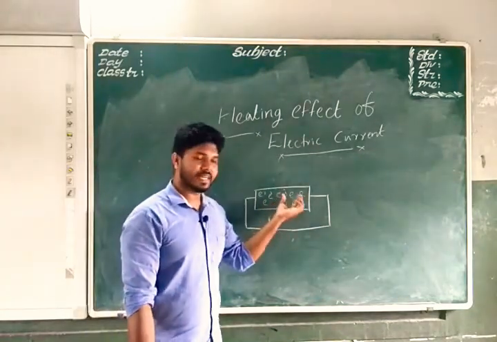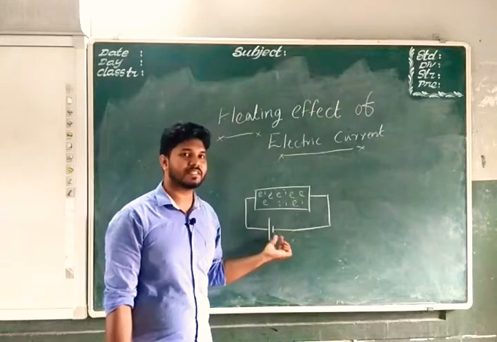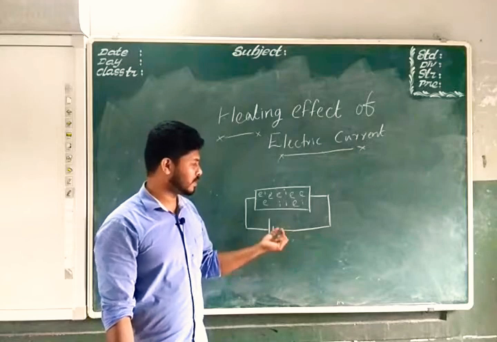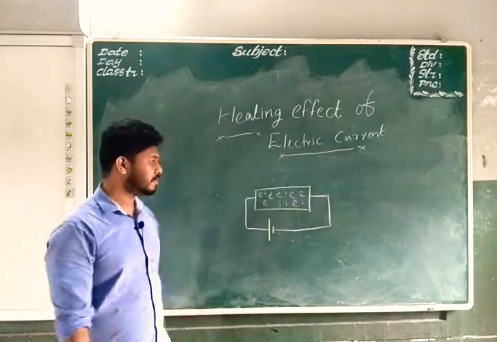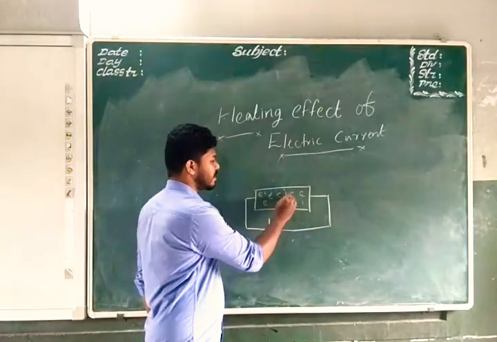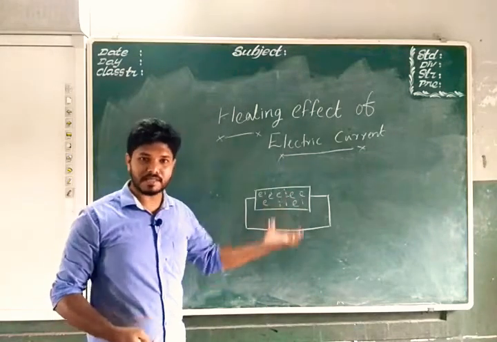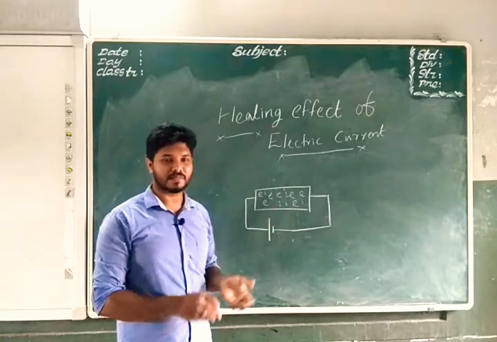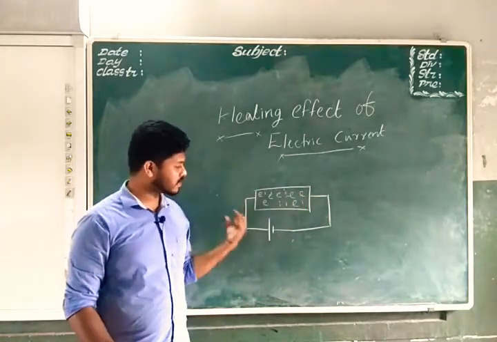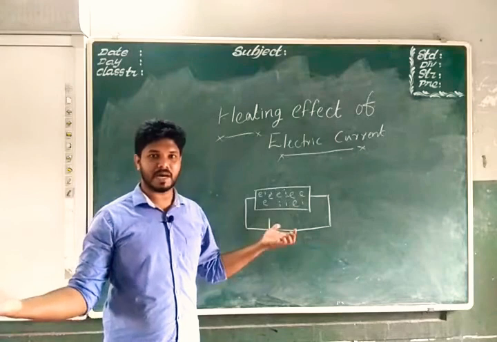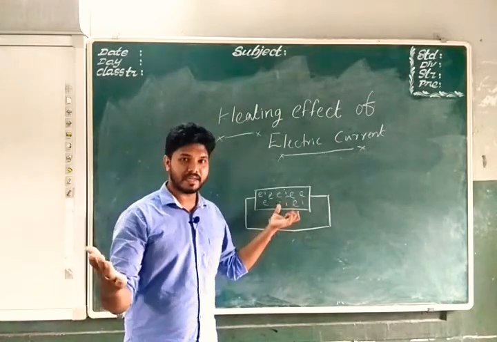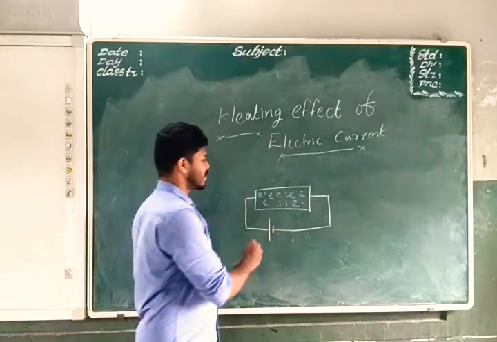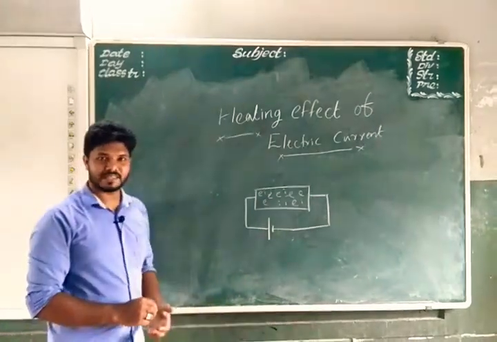So see, when the electrons are moving from the negative terminal to the positive terminal, or low potential to high potential, what happens here? The electrons will collide with some other electrons and also with the ions present inside the conductor. While they are colliding, heat is produced, isn't it?